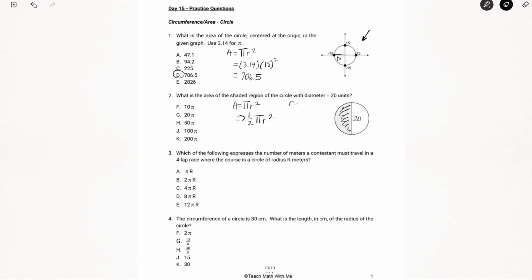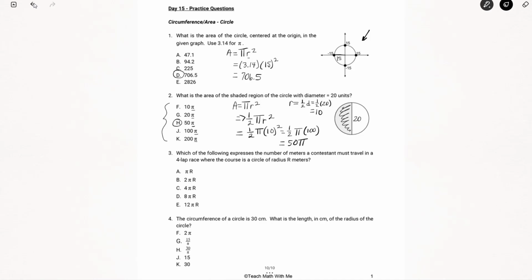Now remember, radius is equal to 1/2 of the diameter, and we're given the diameter to be 20, so it's going to be 1/2 of 20, or 10. So we can plug that into our calculation here. And also, if you'll notice, when we look at our answer choices, pi is in each of the answer choices. So we're not going to have to plug anything in for pi. We're going to just keep pi in there. We said our radius was 10. So we'll have 10 squared. So that turns out to be 1/2 pi times 100. And that is just 50 pi, which is answer choice H.